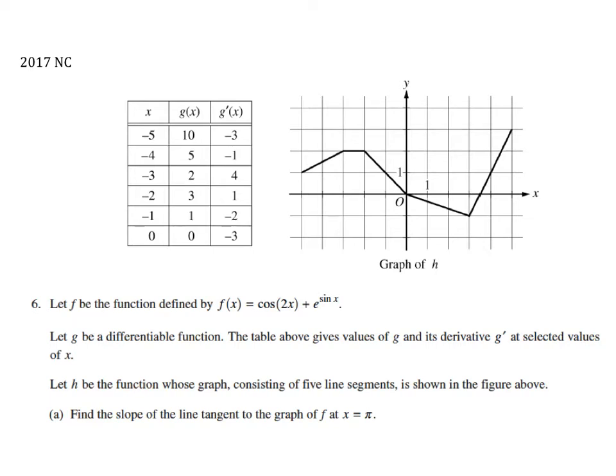So we've got a function, f of x, and it's defined as an equation, okay? We've got g of x here as a table, and its derivative is a table. We've got a graph of h of x. So we have three different representations for three different functions, okay? G is a differentiable function, we're told, and the table gives us that value. H is a graph. It's piecewise linear.